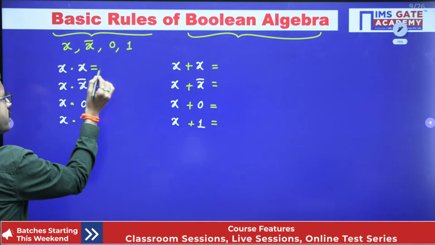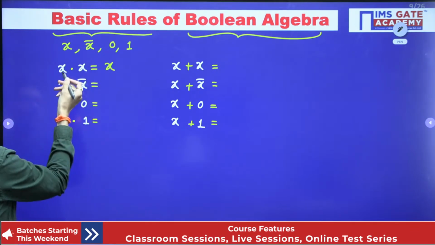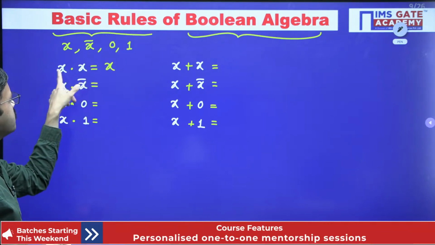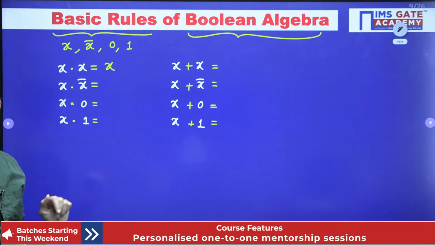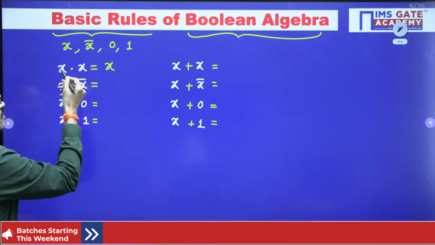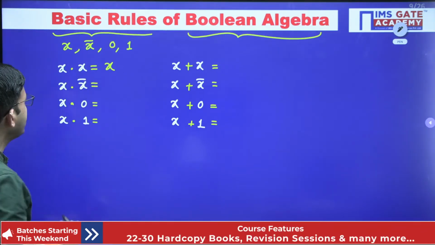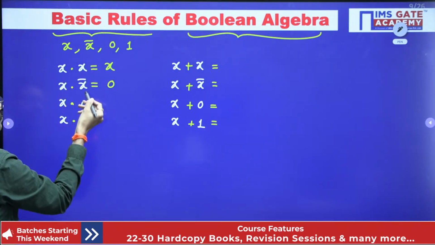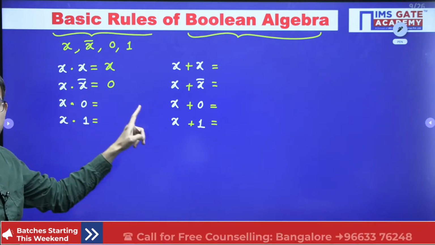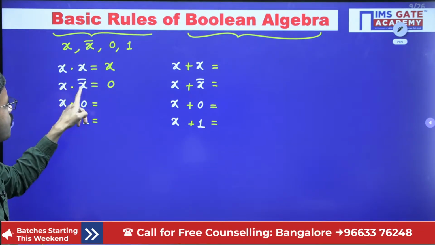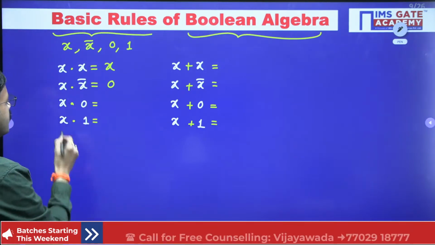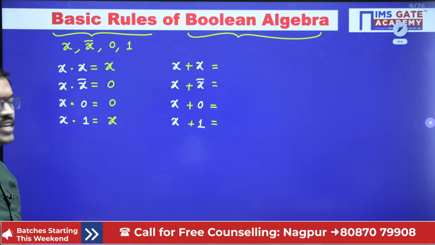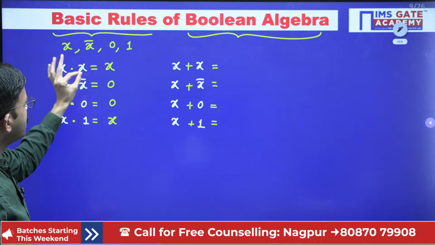So here x into x, you will get x. For example, if you assume x as 0, 0 and 0 is nothing but 0. Similarly, if you assume x as 1, 1 and 1 is nothing but 1. So whatever variable you have assumed, finally you get the same variable. Okay. So x into x bar, you will get 0. See, if x is 0, the corresponding complement is 1, and 0 into 1 is 0. Or if you assume x as 1, the complement is 0, and 1 into 0 is 0. X into 0 is nothing but 0. X into 1 is nothing but x. Here we have performed the logical AND, and you get results like this.